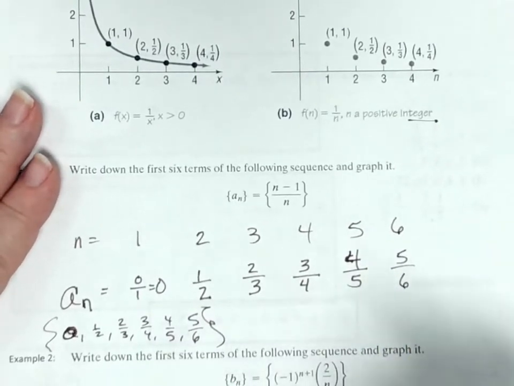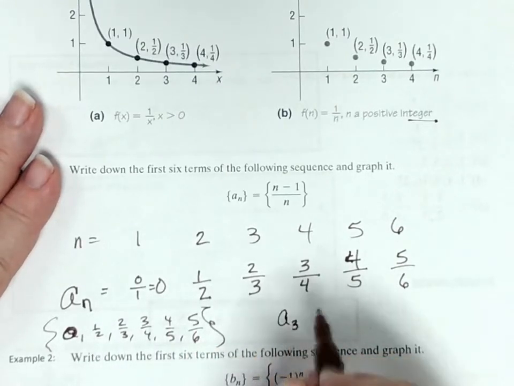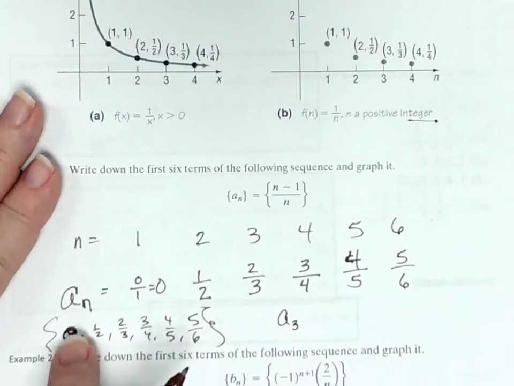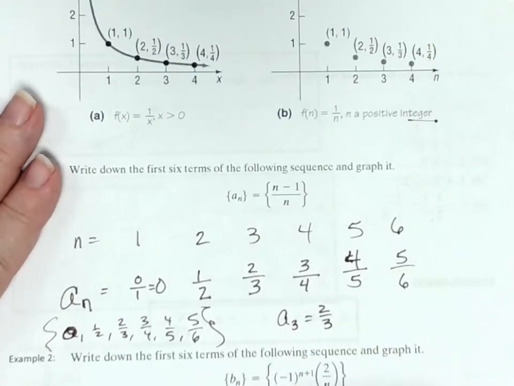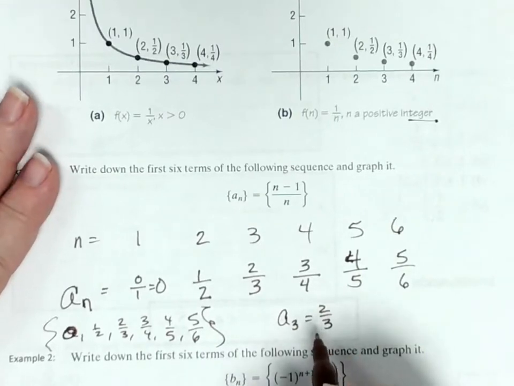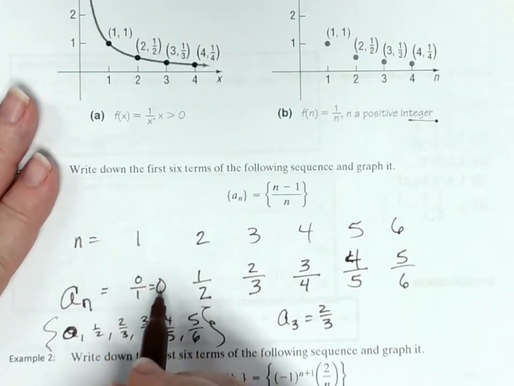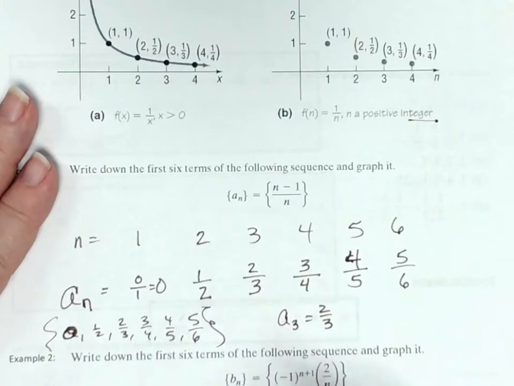But they might also ask us to write what is the third term. And instead of making the list, I would say the third term, and that's the way we write the notation, the third term, 1, 2, 3, is equal to 2/3. Okay, so we have the first term, the second term, the third term, fourth term. And when you're doing your homework online, you're going to notice it says a sub 1. And next to a sub 1, you'd put a 0. A sub 2, you'd put 1/2. A sub 3, you'd put 2/3.